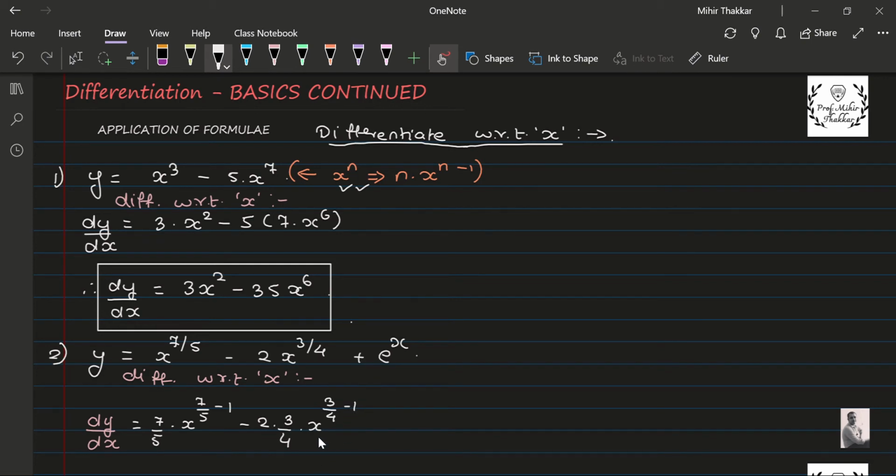I am repeating the formula again and again so that you can make out the importance of this formula, guys. It's a very important, very widely used formula. So you should remember this formula by heart: n into x raised to n minus 1. And for the last term, which is e raised to x, you got it right. It's an exponential function, and the derivative of e raised to x is just e raised to x itself. So I get over here e raised to x.